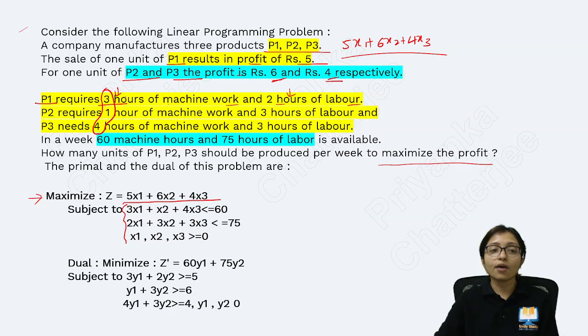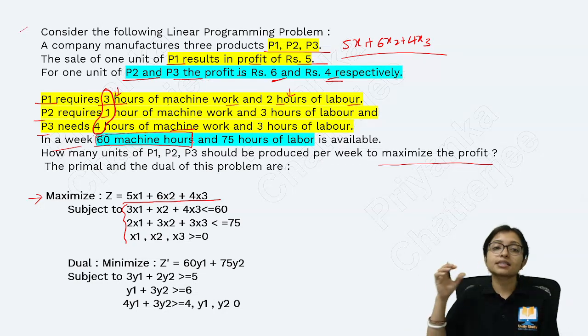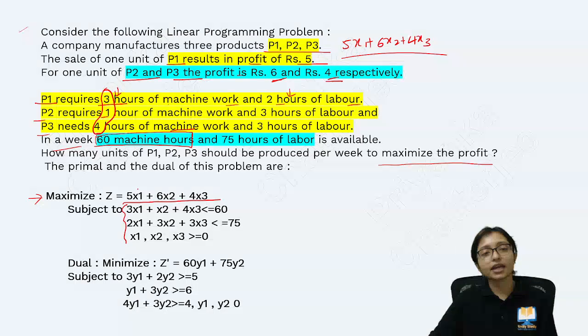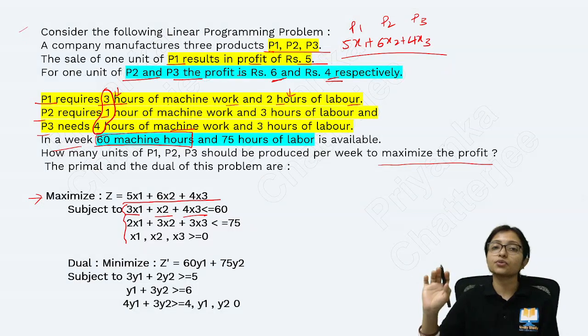P1 needs 3 machine hours, P2 needs 1 hour of machine work, P3 needs 4 hours of machine work. So I will categorize this as machine hours. You can see the total is 60 machine hours in a week. This constraint of machine hours I can put like this: 3x1 plus x2 plus 4x3. Because I already took P1, on behalf of P1 we are using x1, on behalf of P2 we are using x2, on behalf of P3 we are using x3.